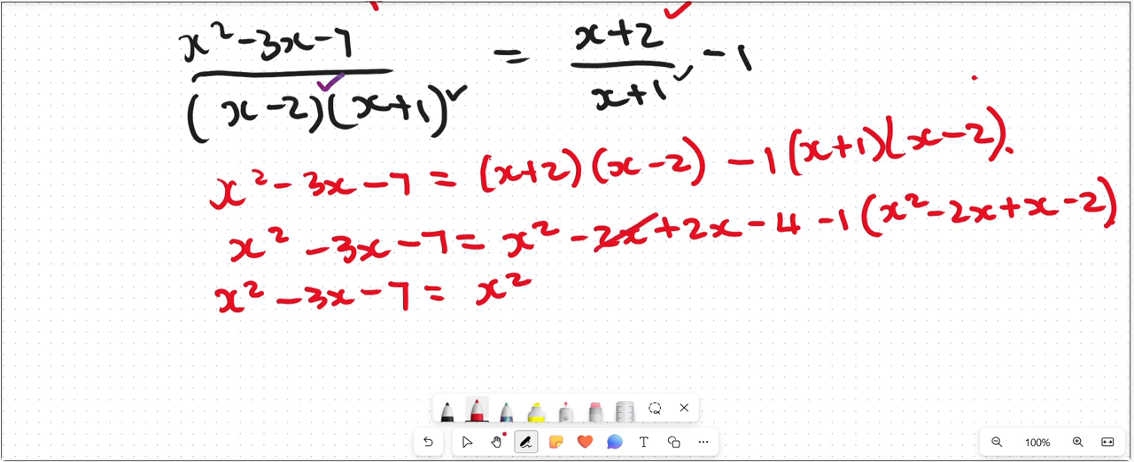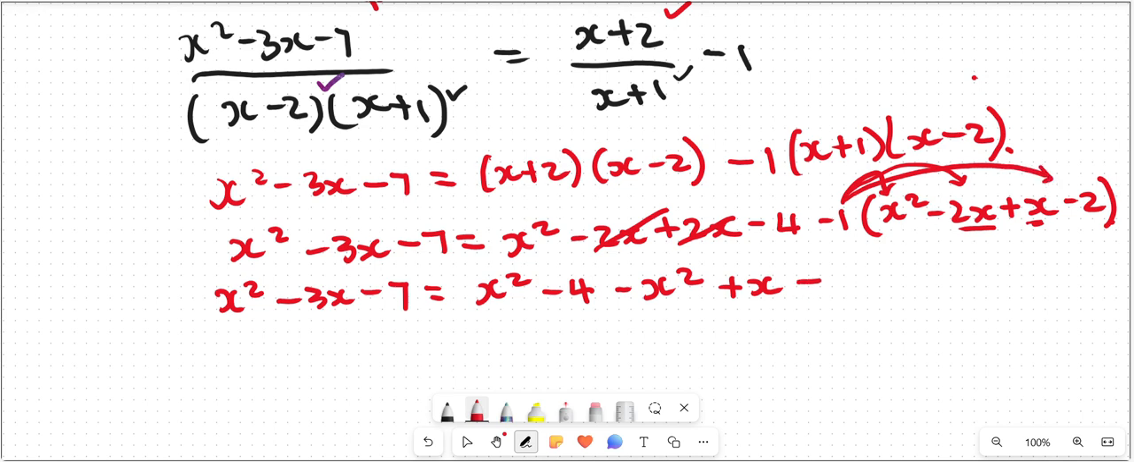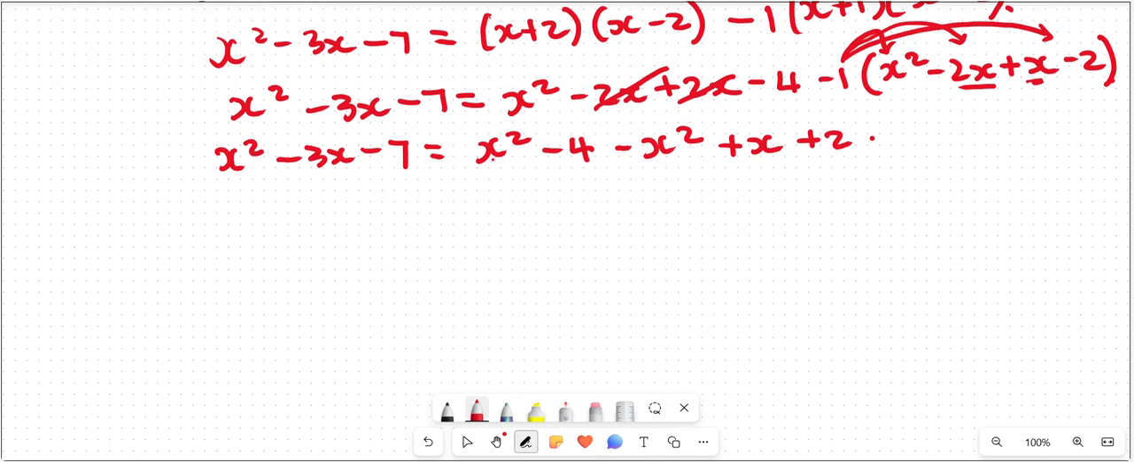x squared, these are going to cancel. We have a minus 4 there. With the minus x squared, once this negative goes inside, this and this is going to be a minus x. With that negative, it's a positive x. And then lastly, this and that guy is going to be a positive 2. Right?